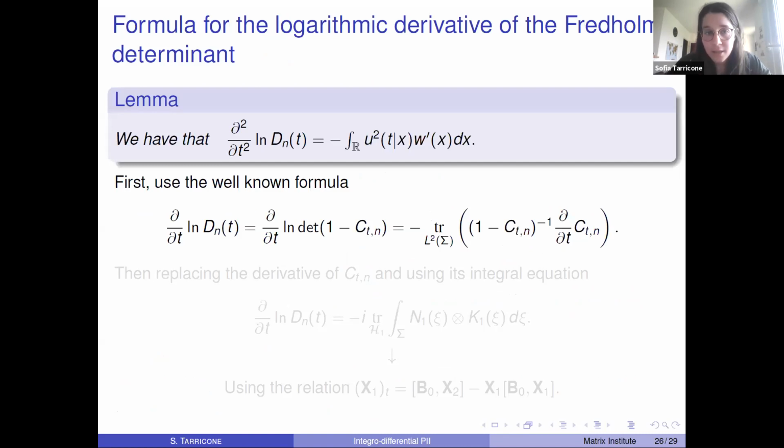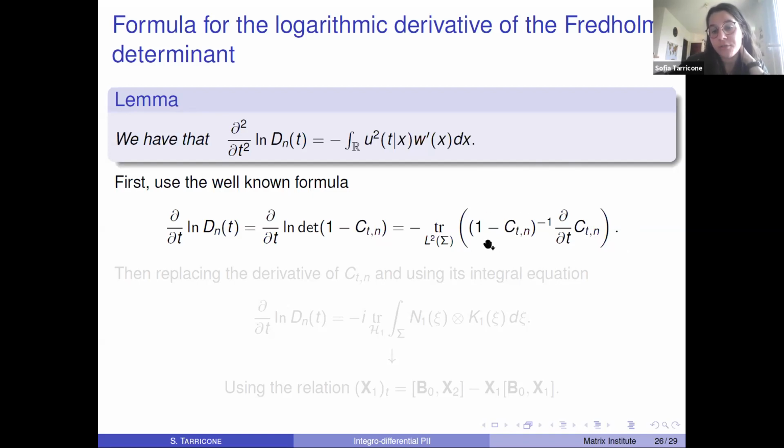And the last thing that you have to do is to recover this formula for the logarithmic derivative of the Fredholm determinant. This is done in a straightforward way. You first have to compute the first derivative. You use the fact that your d_n(t) is represented through the Fredholm determinant of C_tn, use the Jacobi formula, and you express this logarithmic derivative through this trace.